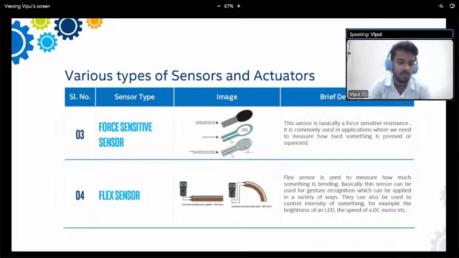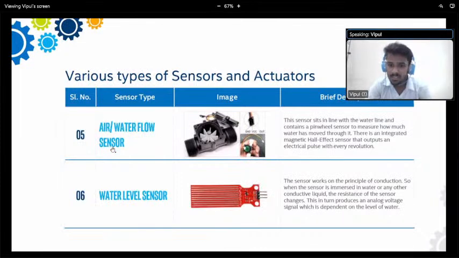So, the air and water flow sensor. What is this? This sensor sits inline with the water. It is basically measuring the flow. If we connect it on the pipes of our tank, and we start the tap, then water will start flowing through it. So we can get information about how much force the water is coming with, with what velocity it's coming, and how much water we have utilized. This much information we can get with this water flow sensor.